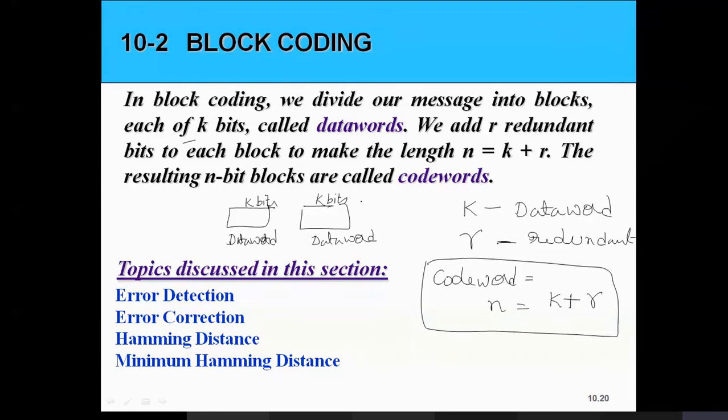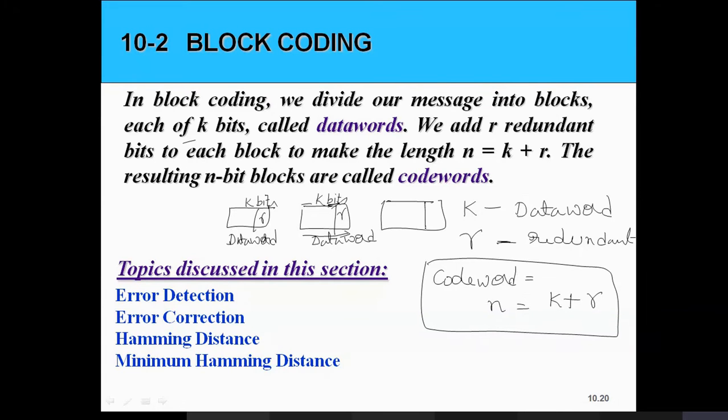The message you have should be divided into different data blocks, each block of size k bits. So k bits indicates a data word. For each block you are going to add extra r bits. So consider this is r and this is k bits. If you are considering this, let me just write it here.